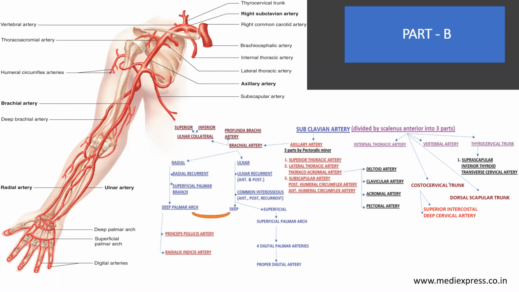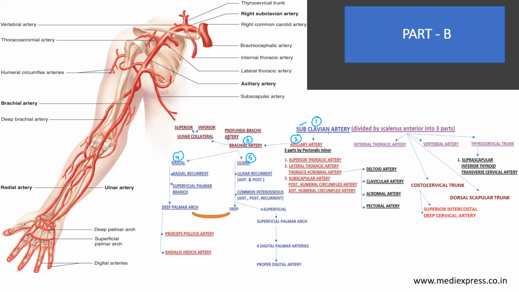Now, the arterial supply to the upper limb is delivered via 5 main arteries or main vessels, you can say. The first one is the subclavian artery. Remember, I'm writing over here, subclavian artery. Second one, axillary artery. Third one, brachial artery. And then we have radial and ulnar arteries. So these are the main arteries or main vessels that supply the upper limb.